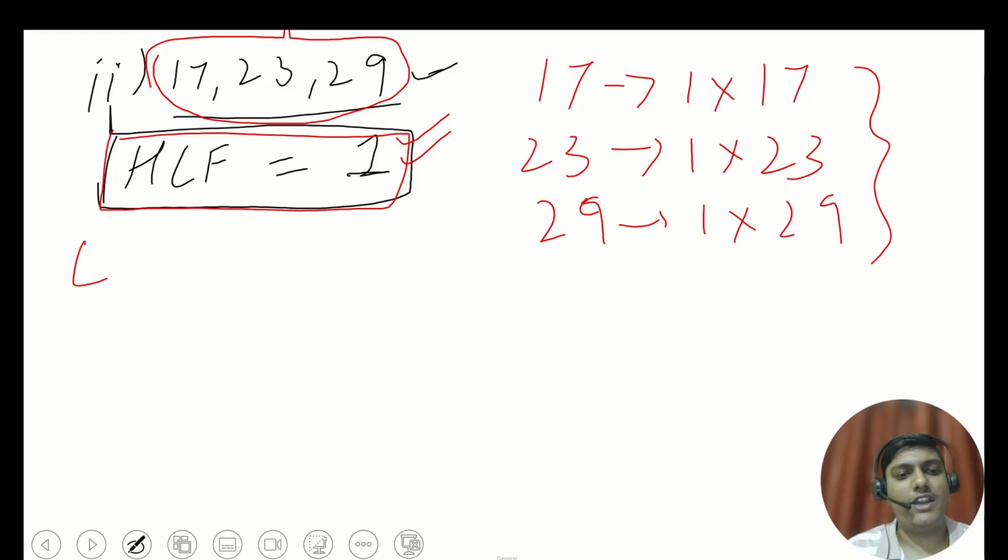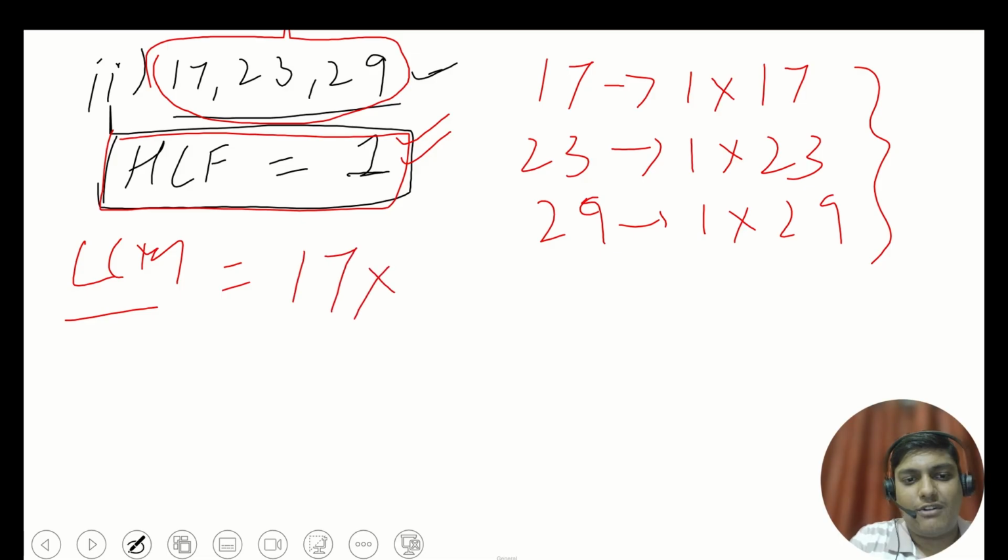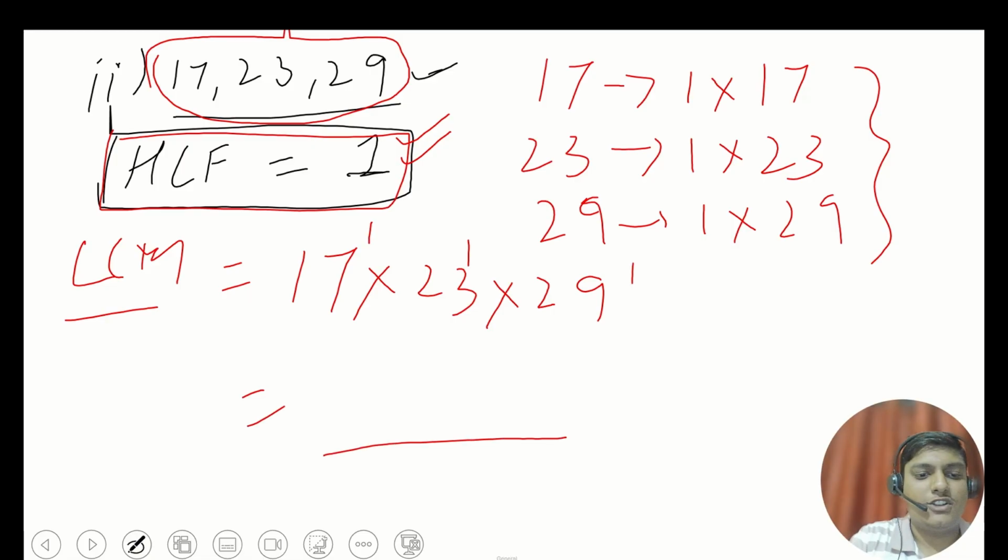Okay, then we'll move to LCM. LCM is again basically all the prime factors. What did I tell? All the factors with their highest powers. What are the highest powers? It is 1, 1, 1 again. So if you just multiply, you'll get your answer for LCM. So what is the answer?